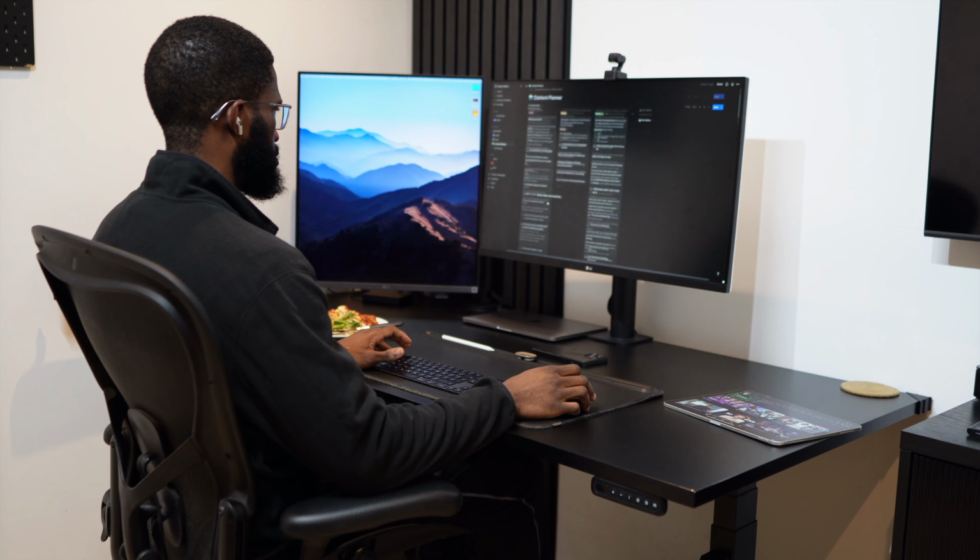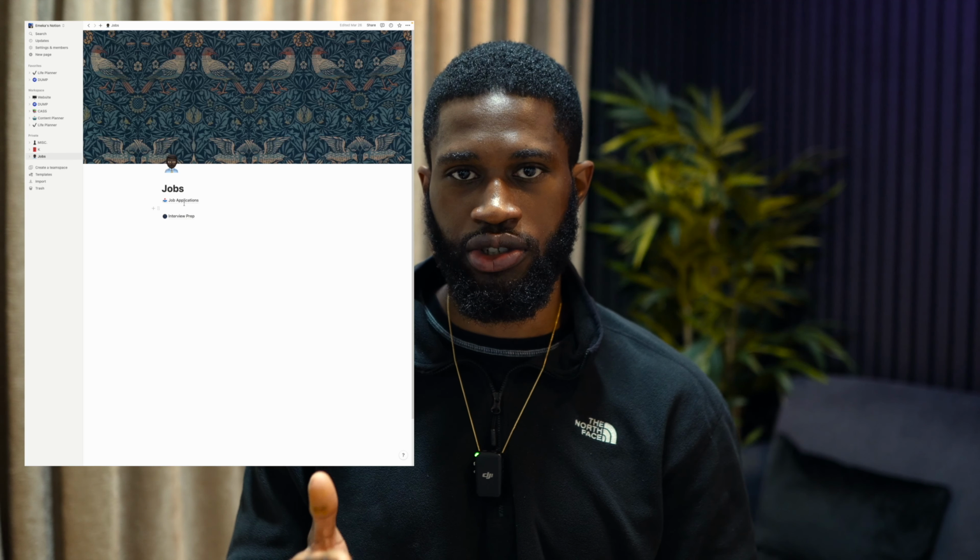Another way I use Notion a lot as a banker and also as a finance student was when I was applying for jobs during my master's. I literally had a Notion page called job applications and also one called interview prep. Let's talk about job applications.